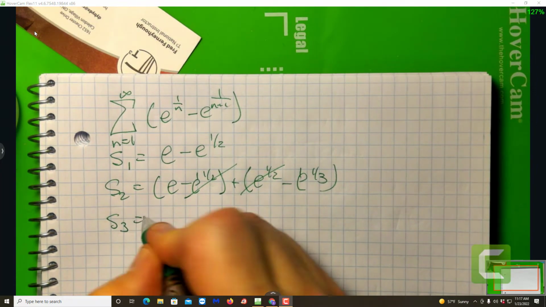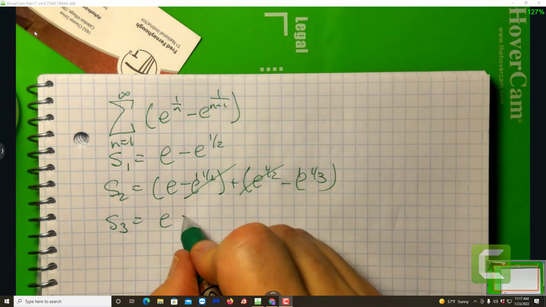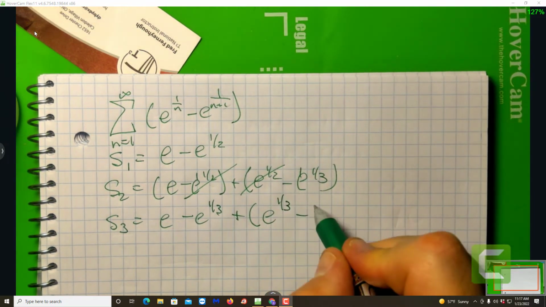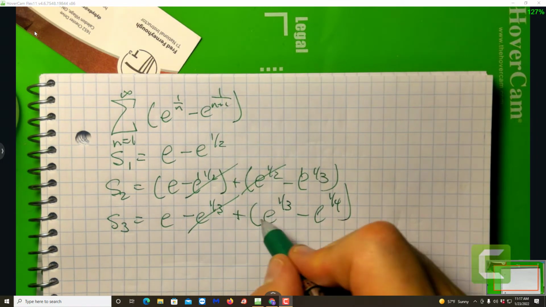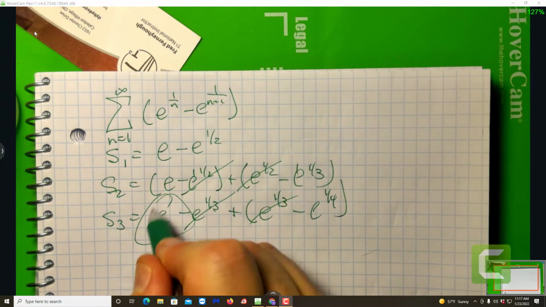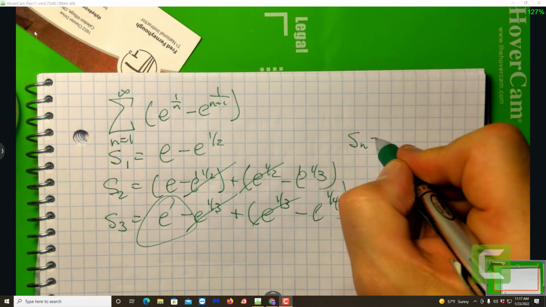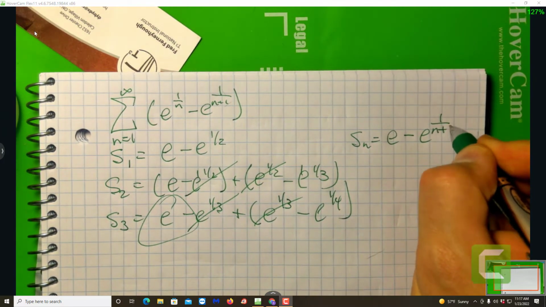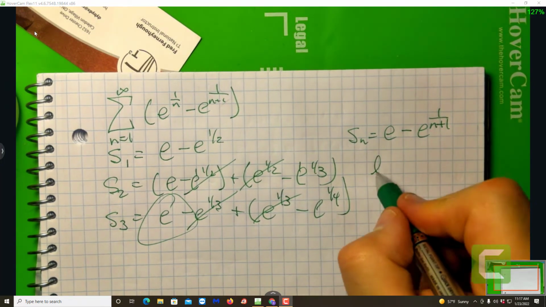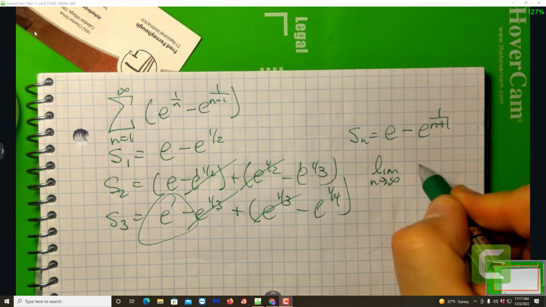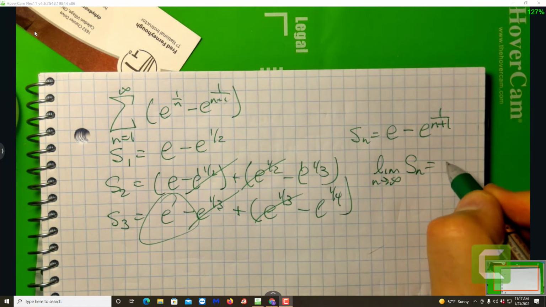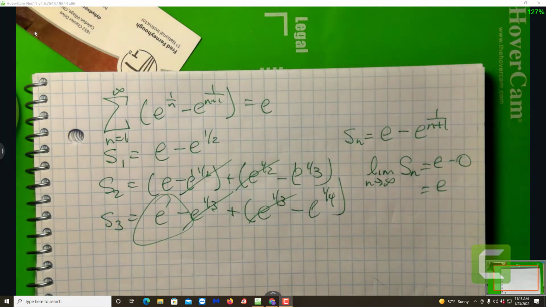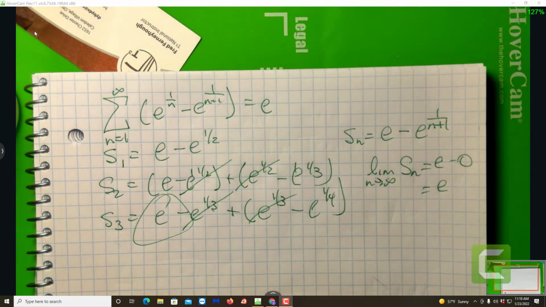s sub 3 is e minus e to the 1/3 plus e to the 1/3 minus e to the 1/4. Simplify, simplify. So notice what's happening. I'm always keeping this. So the nth partial sum will be e minus, and then I'm subtracting this. So the limit as n tends to infinity of the nth partial sum is e minus nothing, which is e. So this series is approaching the irrational number e.